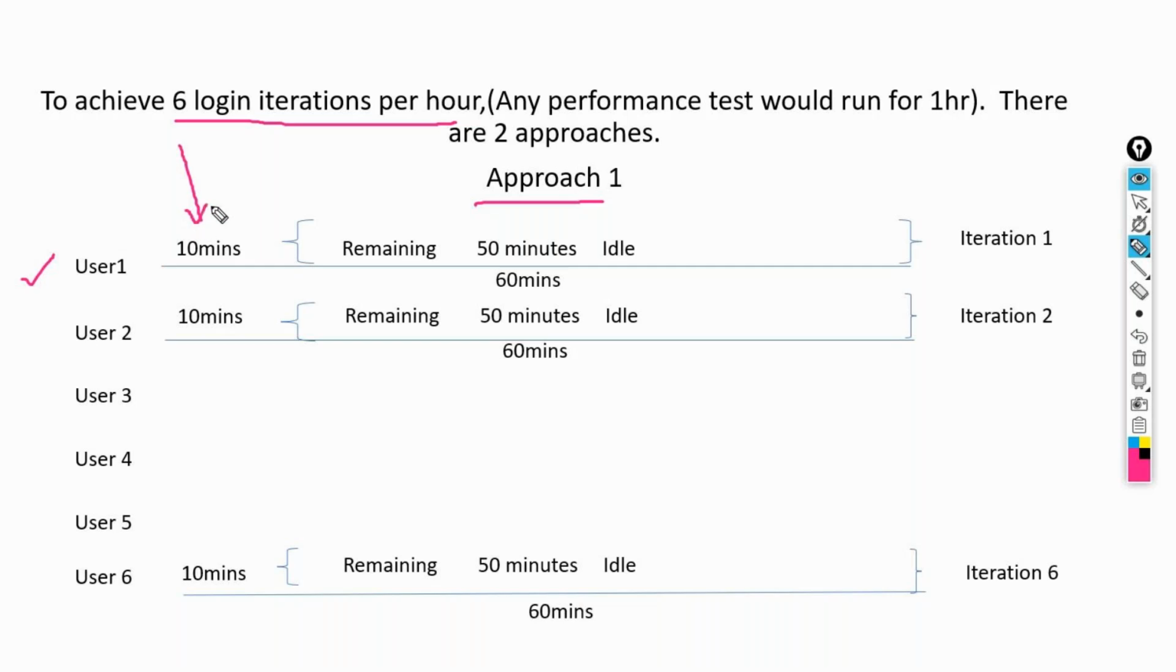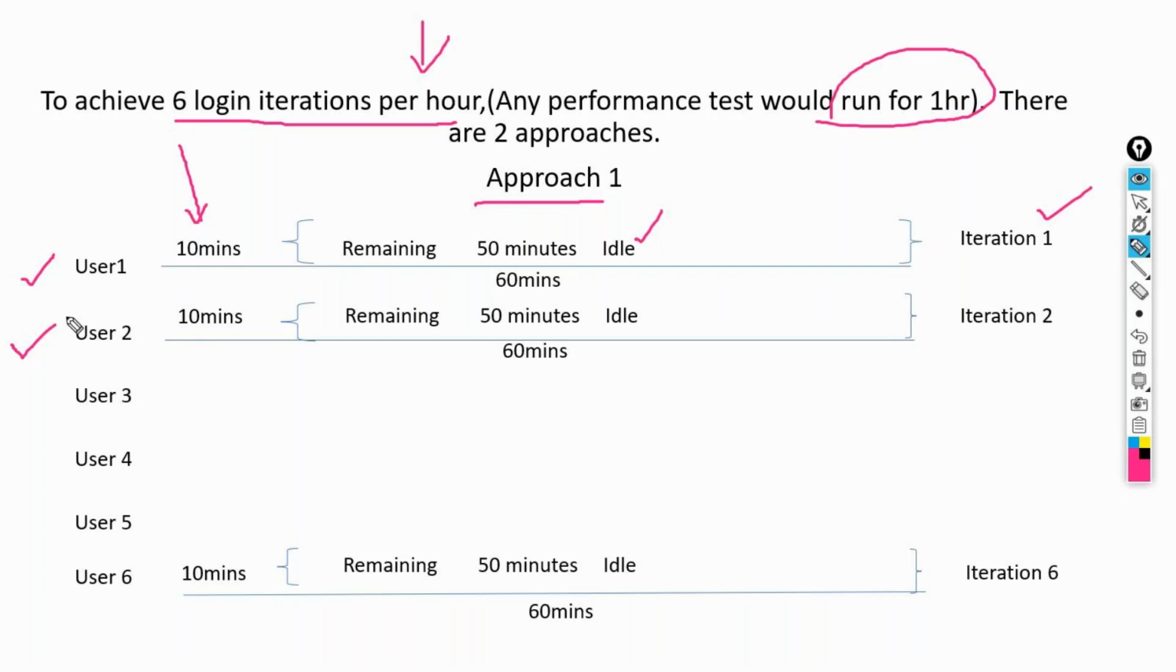Because I told you just now that for today, just assume that the login functionality would take 10 minutes for execution. Okay, so user one completes iteration one in the first 10 minutes and remains idle for the remaining 50 minutes. Why the remaining 50 minutes? Because I said the load test would run for 1 hour. The target is also given for 1 hour, right? In that way, iteration one is completed.